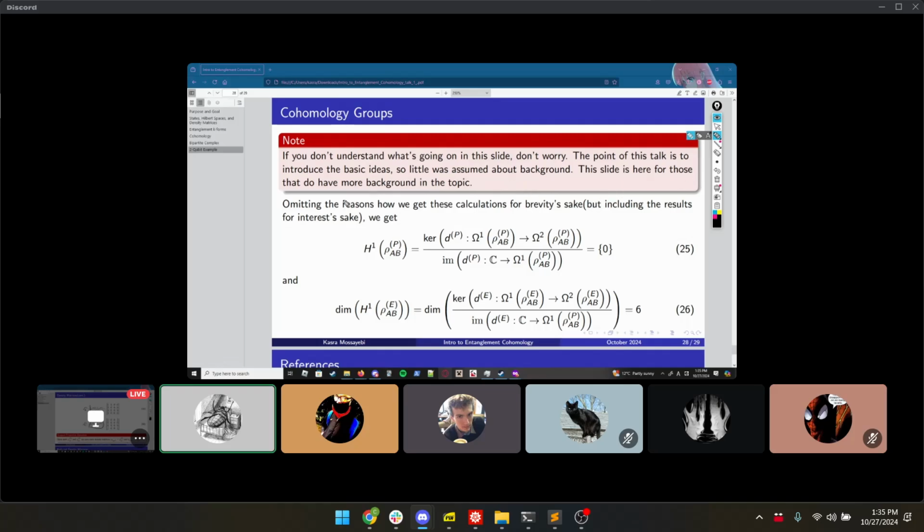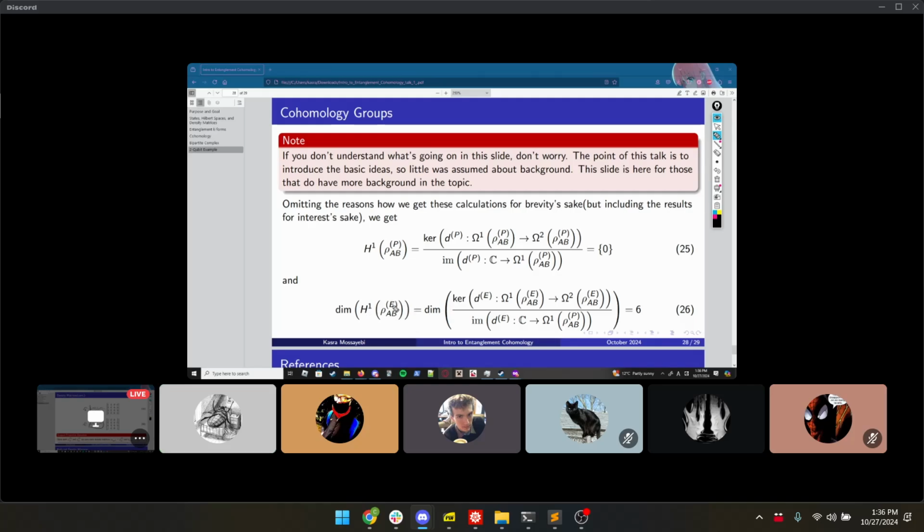So I just have this slide for people that have more background on the topic, and you can see why this entanglement complex is useful for us. When we look at our product state, the kernel of this map is in this map, and we have a trivial cohomology group, right? Which we would expect if we're going to call it entanglement complex or entanglement cohomology. We would hope that at the end it would tell us whether it's entangled or not, and it is not in fact entangled. It's a product state, so it worked well there.